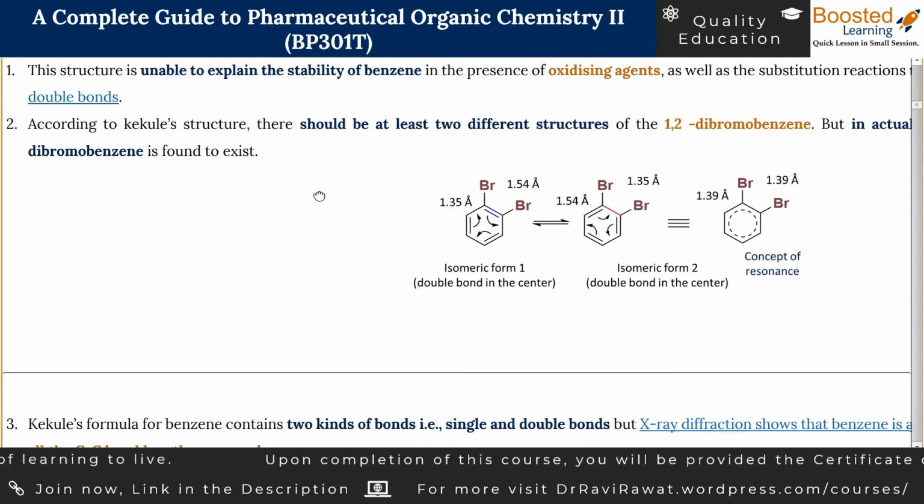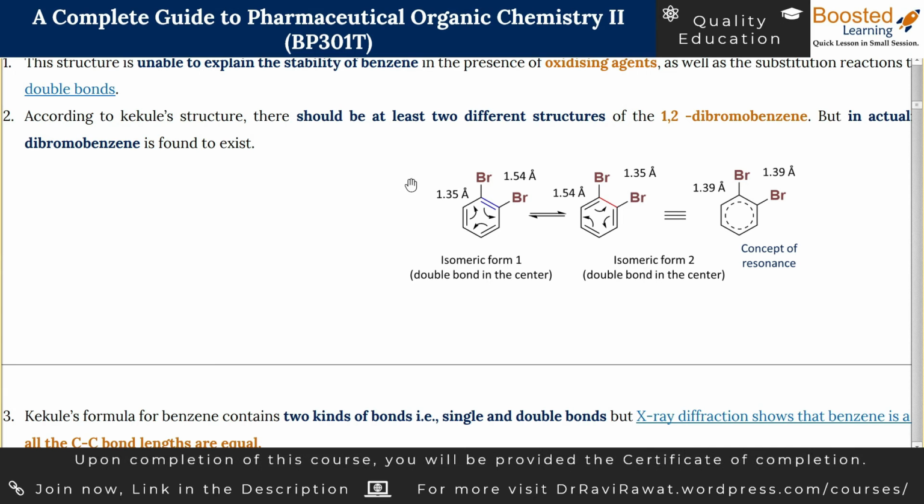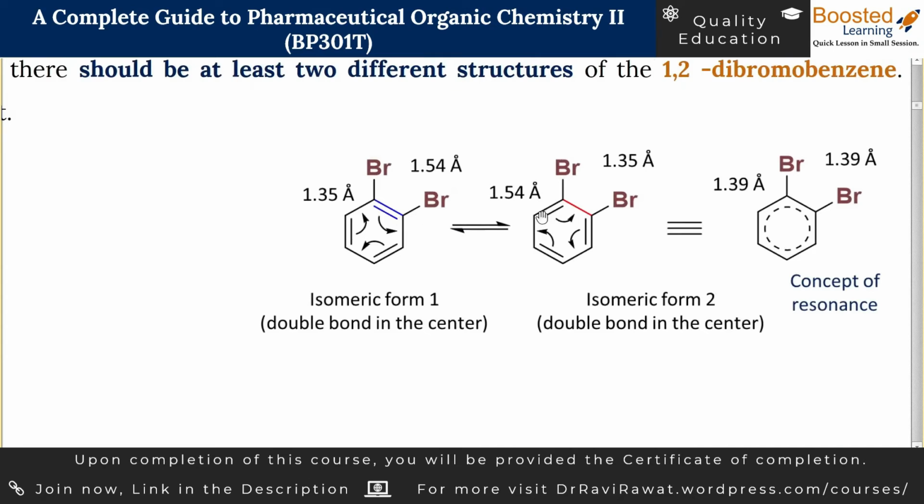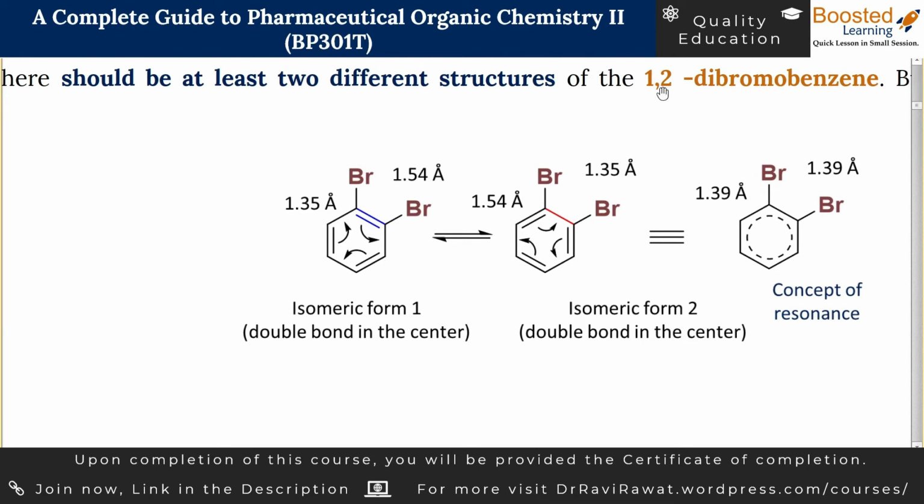In the second point, we are going to see that as per Kekule, there are 2 canonical forms. So the first form can be where there is double bond over here, and the second form can be where there is single bond in place of double bond. So if you take one particular compound, 1,2-dibromobenzene, then there must exist 2 canonical forms of the same compound. The 1,2-dibromobenzene must exist as this form, as the first form, and in second form it should exist as this.